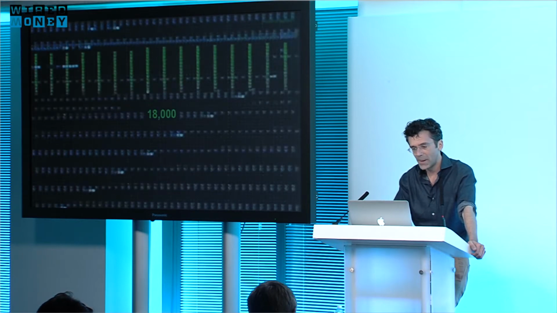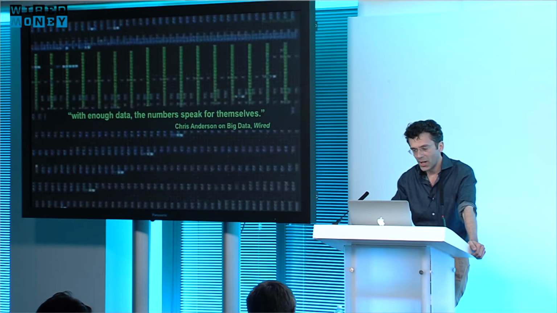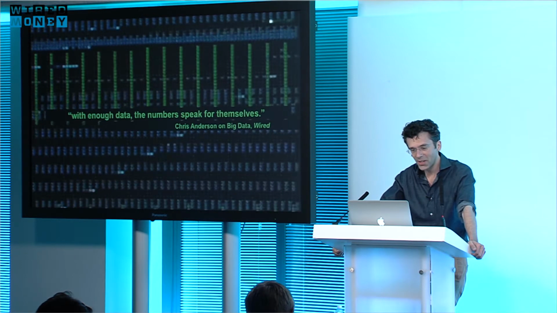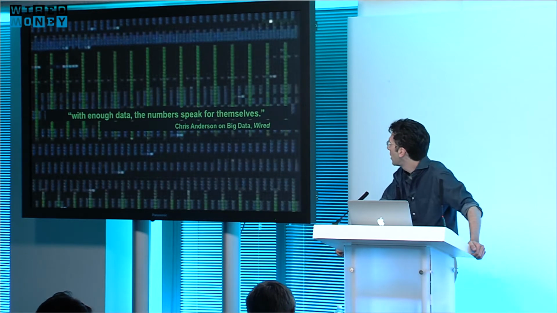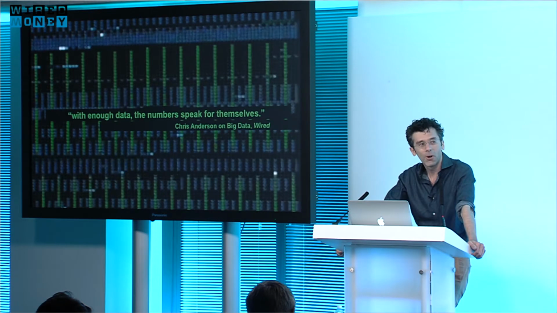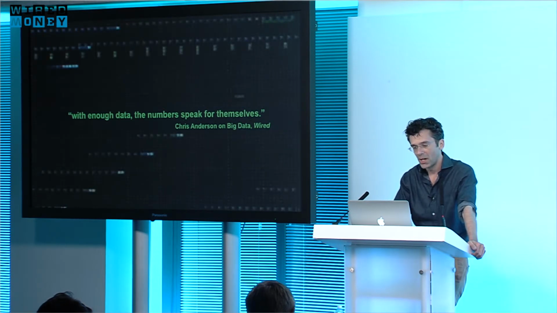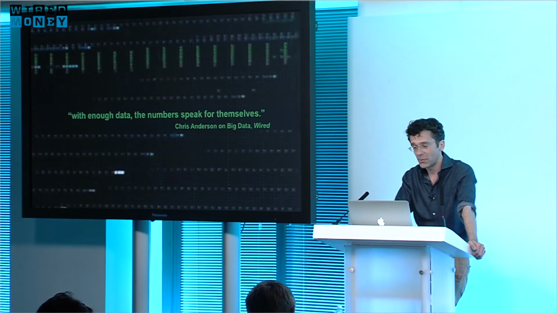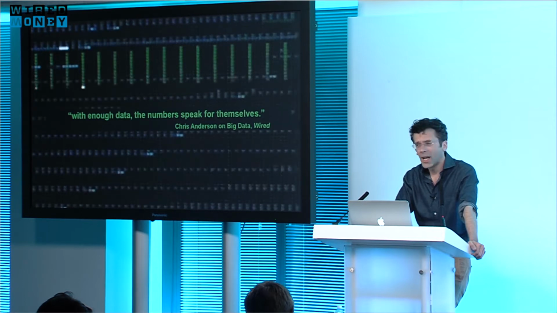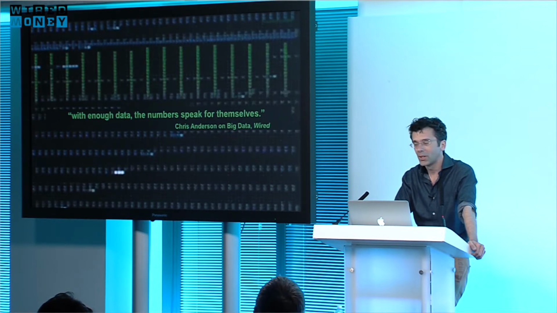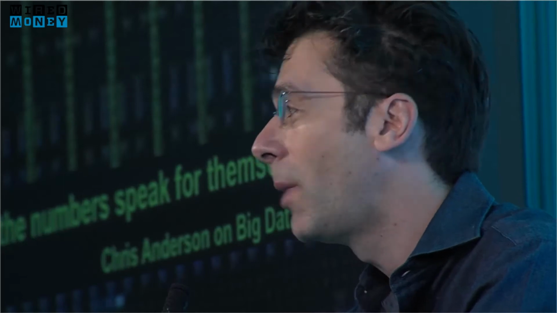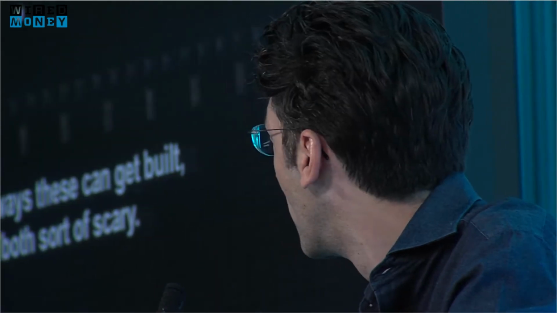It was in Wired that Chris Anderson said, with enough data, the numbers speak for themselves, but of all the numbers of Wall Street's big data, 18,000 crashes speaks the loudest. And what is happening here? Well, what's happening is that there's basically only 2 ways that these algorithms can get built. There's 2 ways that they can get built, and they're both sort of scary.